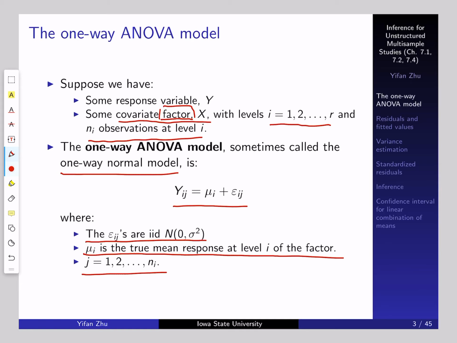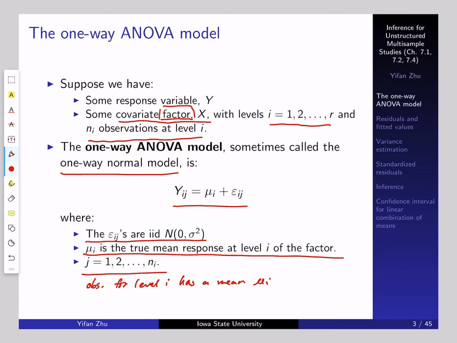So that means observations at level i have a mean mu i. That means you have multiple samples. In this case, we have R levels for the covariate, and those R levels make R samples, and each sample has a mean mu i. Each sample comes from a population with mean mu i.